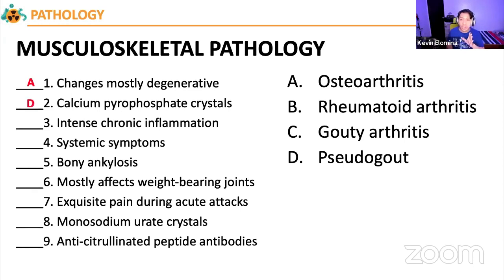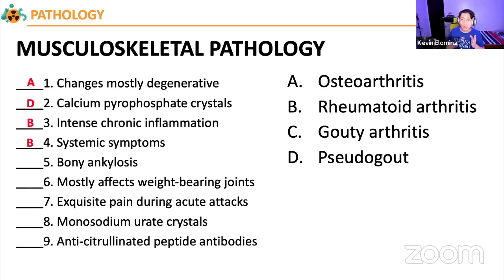Now, intense chronic inflammation, rheumatoid or osteo, that will occur in your rheumatoid arthritis because that is an autoimmune disease. Okay? Systemic symptoms doon sa autoimmune disease. So that's rheumatoid arthritis.